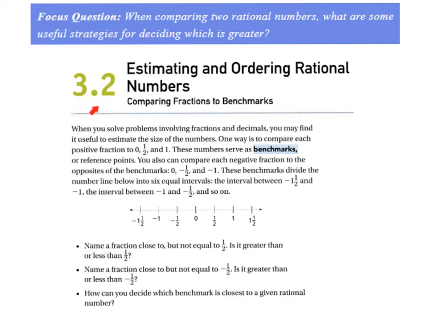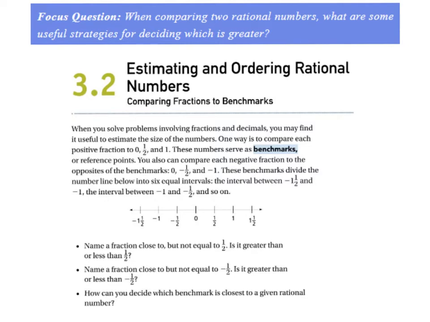So 3.2 is estimating and ordering rational numbers, comparing fractions to benchmarks. It says when you solve problems involving fractions and decimals, you may find it useful to estimate the size of numbers. One way is to compare each positive fraction to 0, 1/2, and 1. These numbers serve as benchmarks.